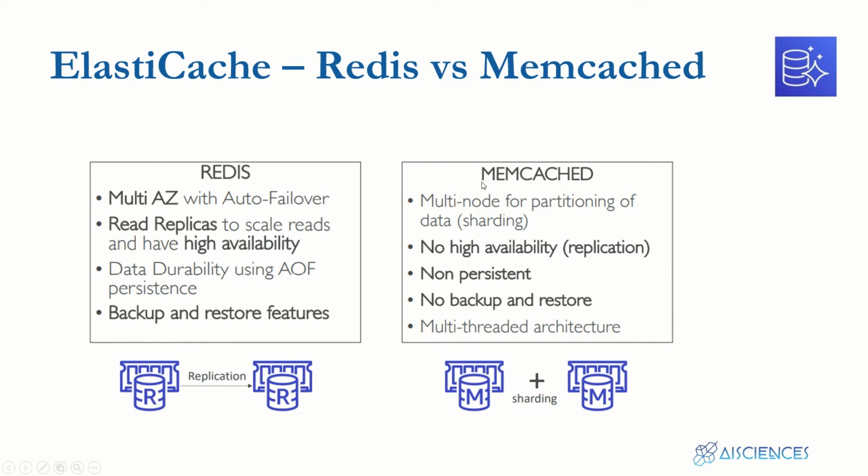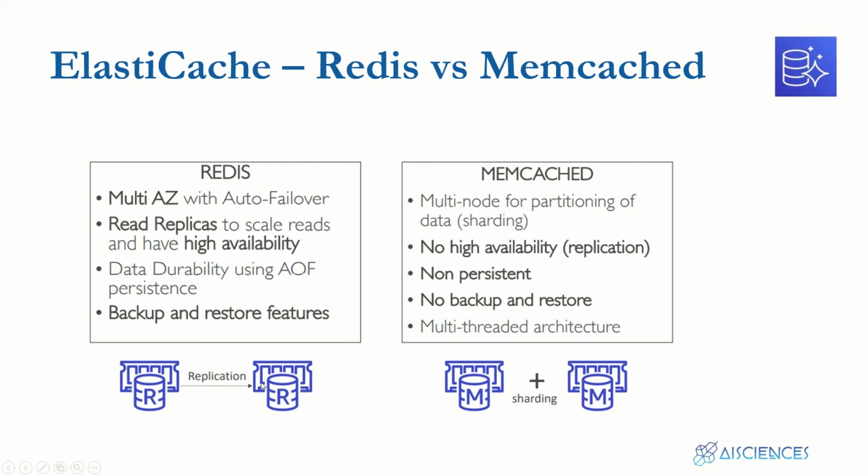So moving forward, we have two types of ElastiCache. We have Redis and Memcached. So let's get to know about the differences. In Redis, we have multi-availability zones with auto failover, while in Memcached, we have multi-node for partitioning of data, which is known as sharding, which means that your data will be in parts. In Redis, we have read replicas to scale reads, and it has high availability. But in Memcached, we do not have any high availability, meaning replication. Data durability is persistent in Redis, while in Memcached it is non-persistent. And we have the backup and restore features with Redis, while in Memcached we do not have any backup and restore.